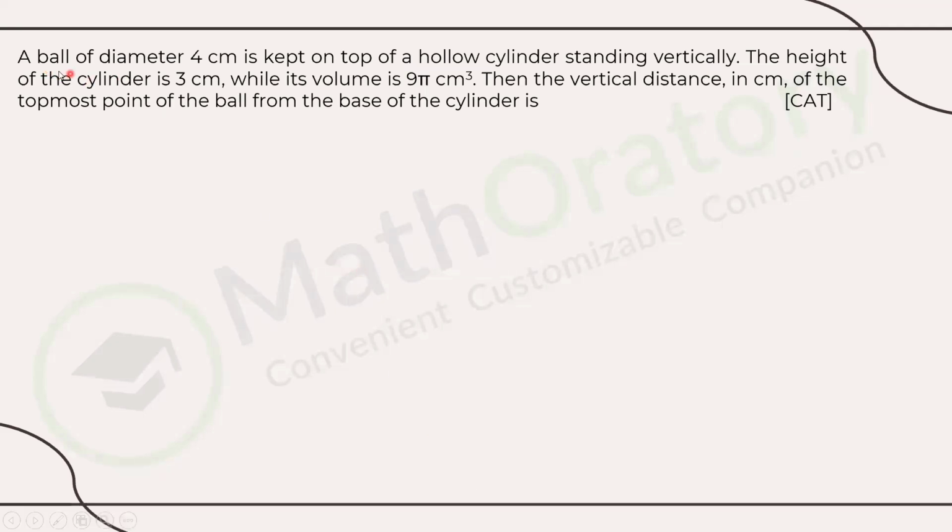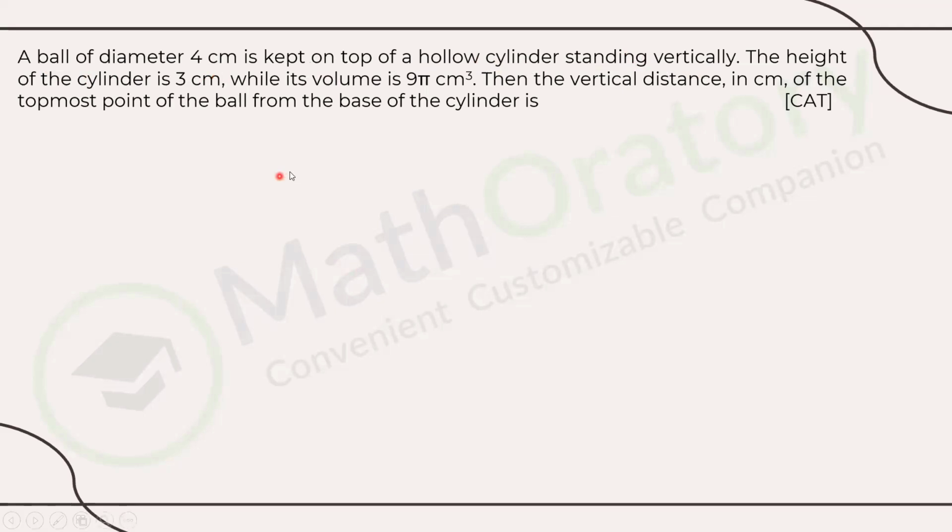Okay. A ball of diameter 4 centimeter is kept on top of a hollow cylinder standing vertically. Now, which is standing vertically? Obviously the cylinder, right? Now, first thing, whenever I look at a problem, whenever I'm reading this first statement, the question that immediately jumps to my mind is how much portion of the ball is inside the cylinder? That should be an obvious query in everybody's mind whenever somebody is reading the first sentence.